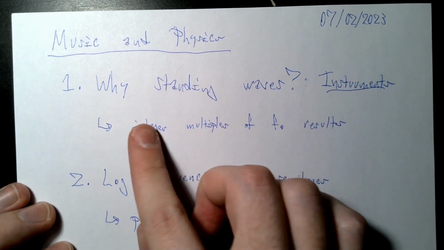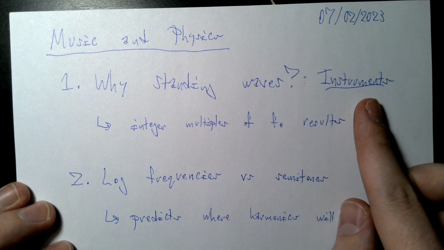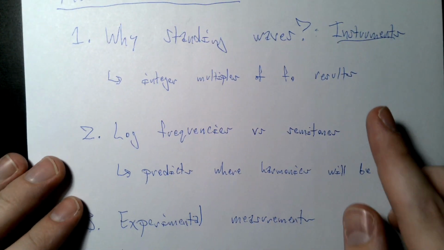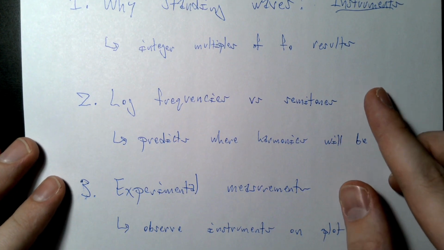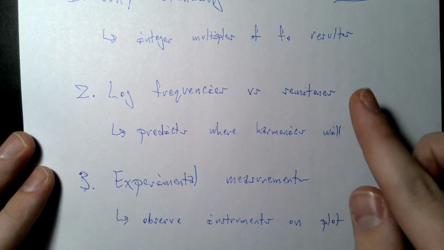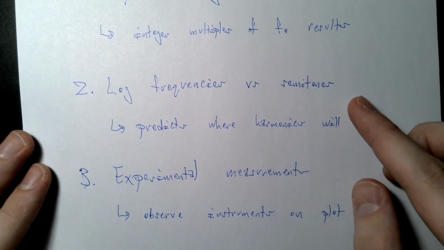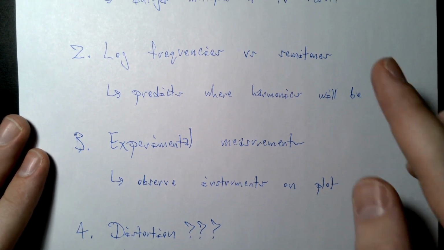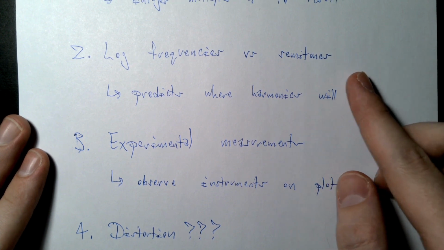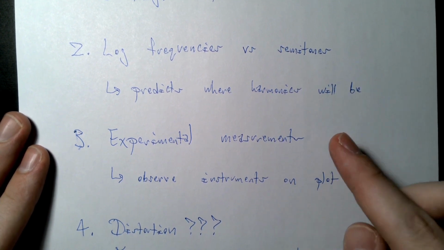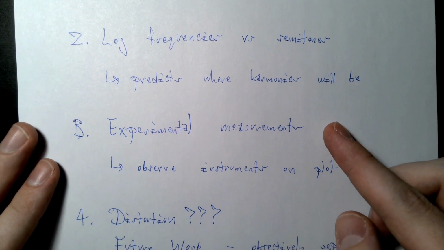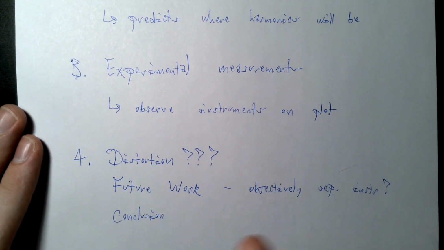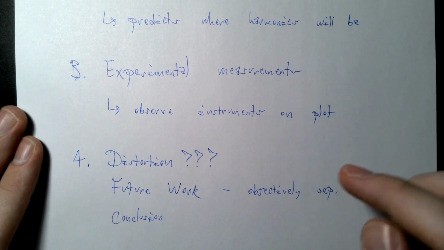So, music and physics. The first thing that we need to discuss is standing waves, and that has to do with how musical instruments are physically shaped. The second item we need to talk about is log frequencies versus semitones and how audio frequencies map between semitones and back to frequencies. And the third item we will need to talk about is, now that we've determined what the frequencies should be based on physics, we will actually look at some measurements of a real song and try to find peaks.